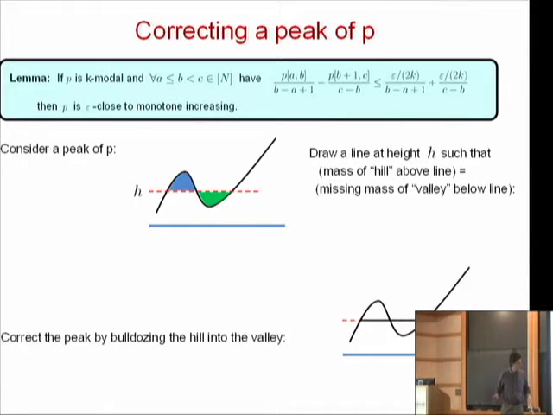OK, so we're in a situation like this. And then what are you going to do? You're going to do the obvious thing. We're going to correct the peak by just bulldozing the mountaintop down into the valley. So I hope this works.